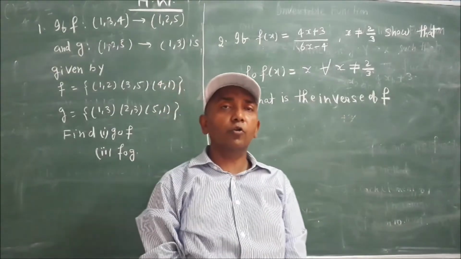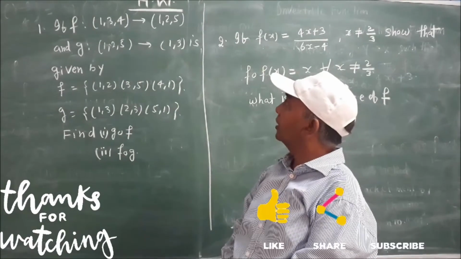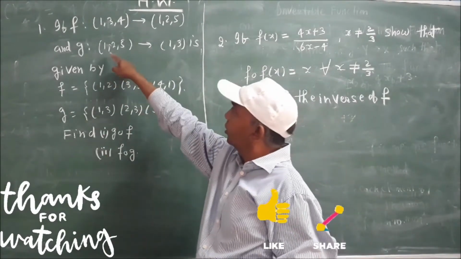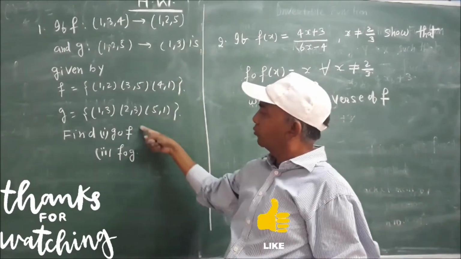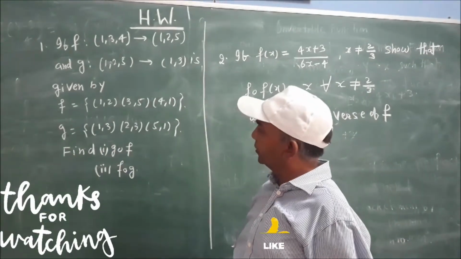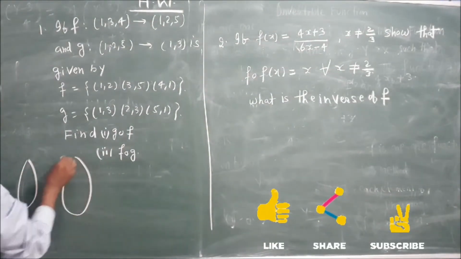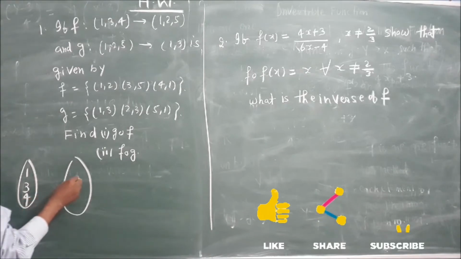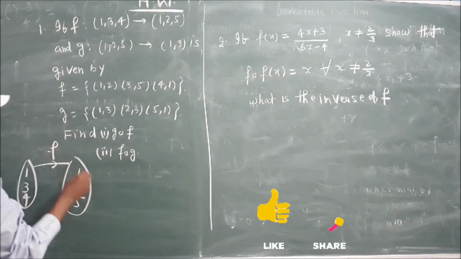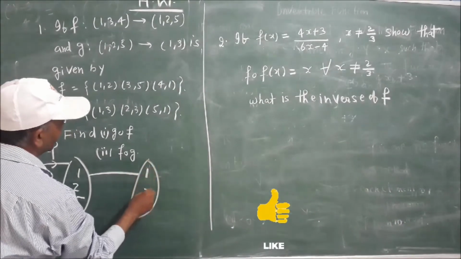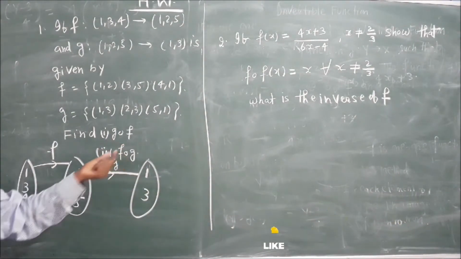Here are two questions for your homework. First question: f is a function from {1, 3, 4} to {1, 2, 5} and g is a function from {1, 2, 5} to {1, 3}, both given. You have to calculate the value of g∘f and f∘g. To do this problem, first make two sets A and B. Its elements are 1, 3, 4 and 1, 2, 5, and here is another set with elements 1, 3. This is your function f, and from here is a function g. Using this, you find the value of g∘f and f∘g.